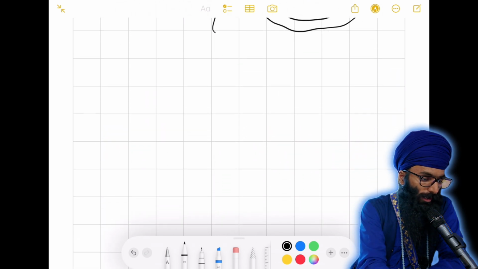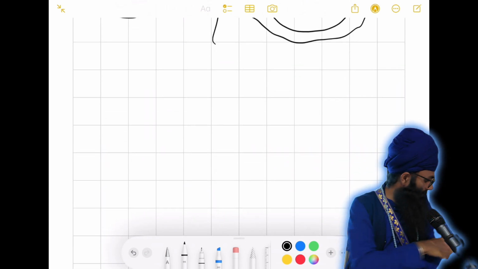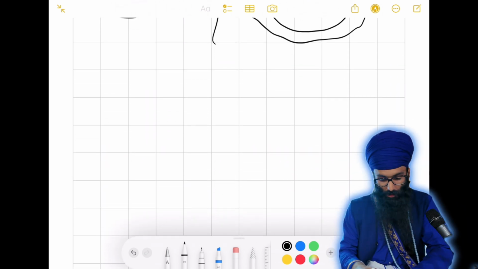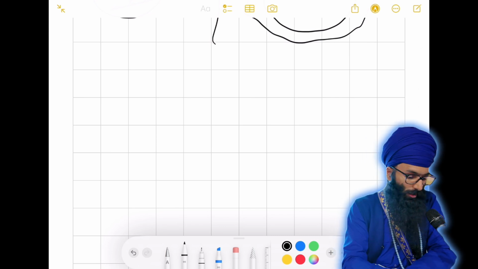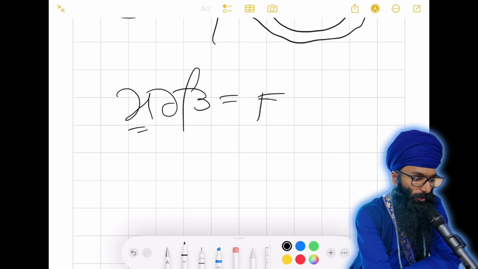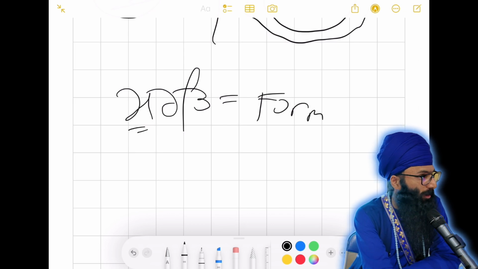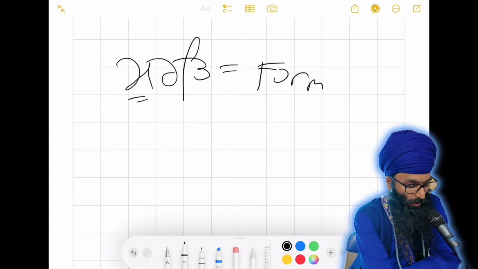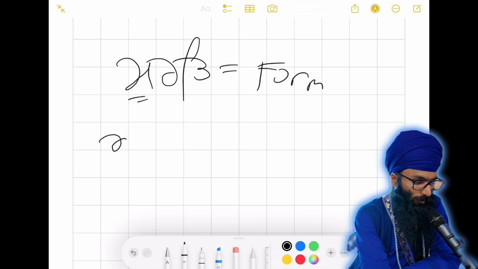Next word we're going to look at is, so I talked about the word Murat already. Murat, okay? Form, Murti, okay? Your form is Achal. Next is Anpo.